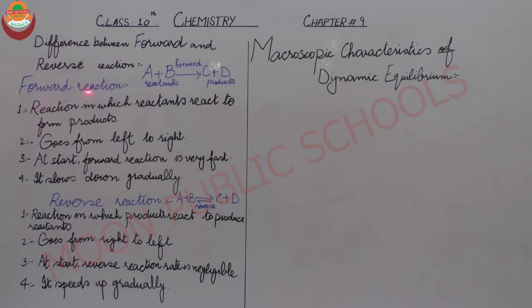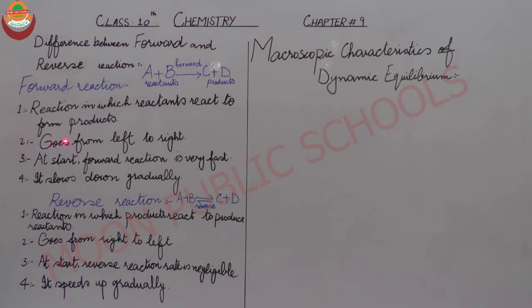Number one point of forward reaction: it is a reaction in which reactants react to form product. That is also the definition of forward reaction. You can see here the equation in which A and B are the reactants, C and D are the products. In this reaction, A and B react to form the products C and D. So a reaction in which reactants combine to form product is called a forward reaction.